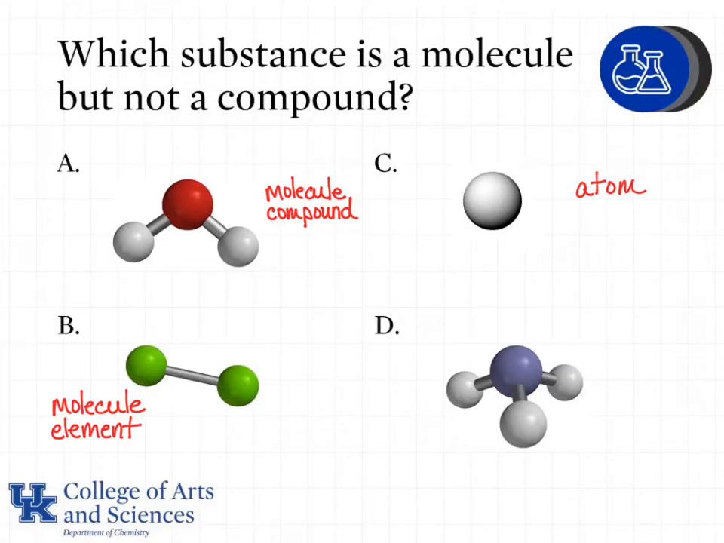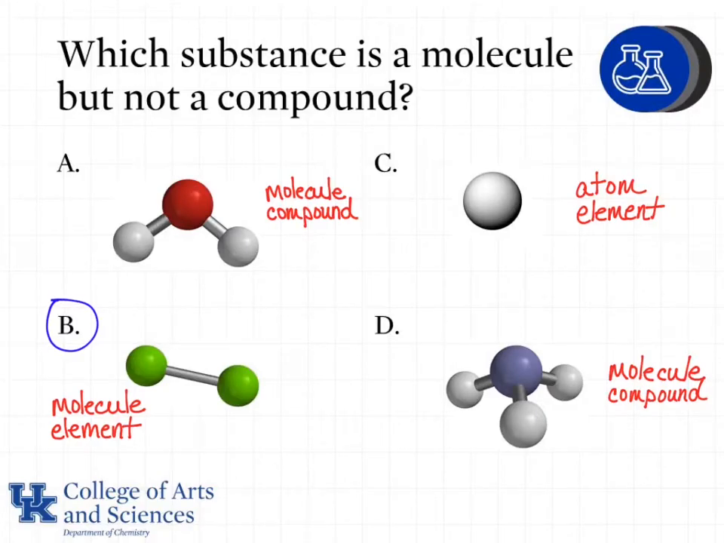C is an atom, and it's also an element because we only have a single atom, so we have a single type, so it's going to be an atomic element and not a molecular element. D is a molecule, and it is also a compound because we have at least two different types of elements in that species. Therefore, B is our correct answer. It is a molecule, but it is not a compound. So molecules can be either a compound or an element.